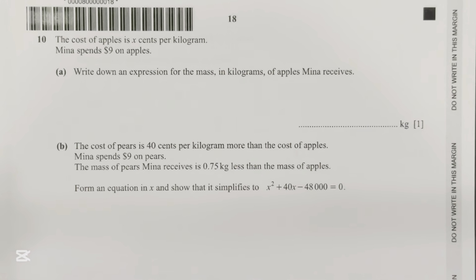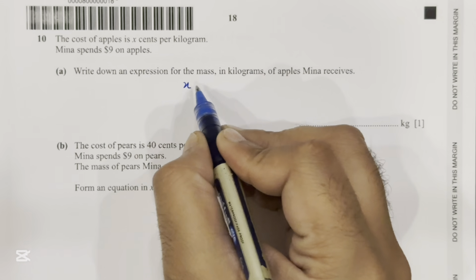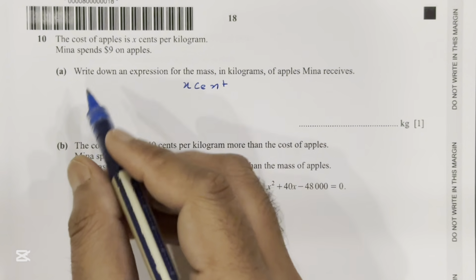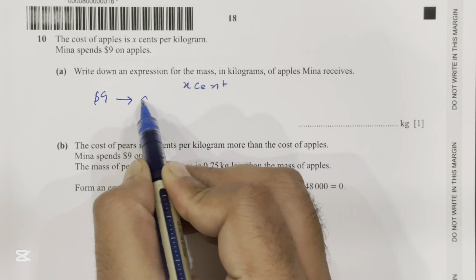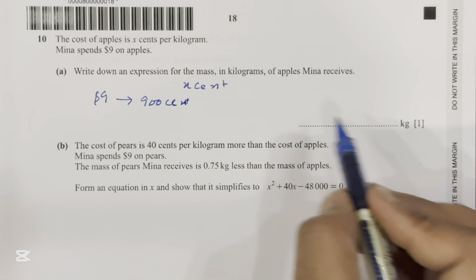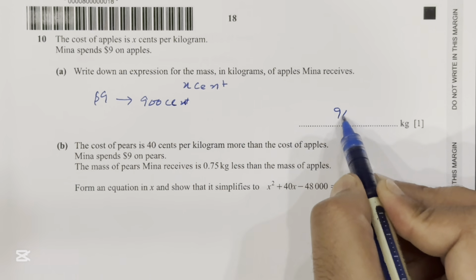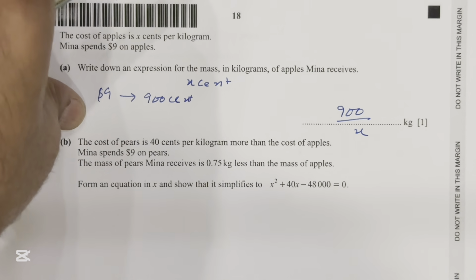The cost of the apple is X cents per kilogram. Meena spends $9 on apple. Write down an expression for the mass in kilograms of apples Meena receives. Okay, X cents are there per kg cost, or Meena spends $9 means 900 cents. So the expression for the mass would be 900 divided by X. Okay, so this is your final answer.